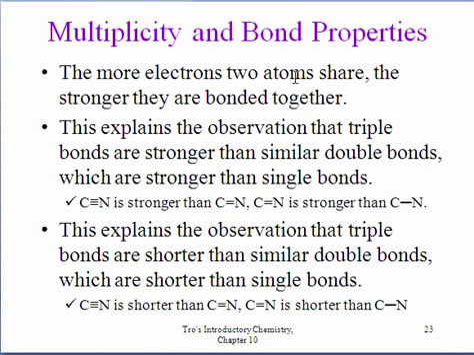Now, the more electrons 2 atoms share, the stronger they're bonded together. So triple bonds are stronger than double bonds, stronger than single bonds. And they are also shorter because they are sharing more electrons and more closely attracted to one another. The carbon and nitrogen nucleus are closer to one another in a triple bond than they are in a double bond, and closer to one another in a double bond than in a single bond.